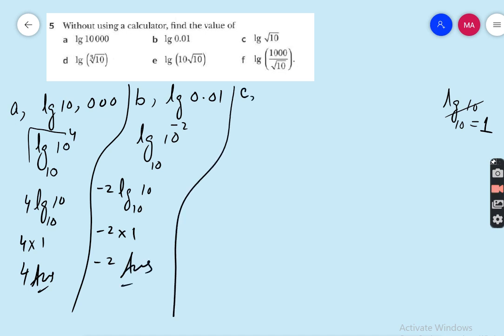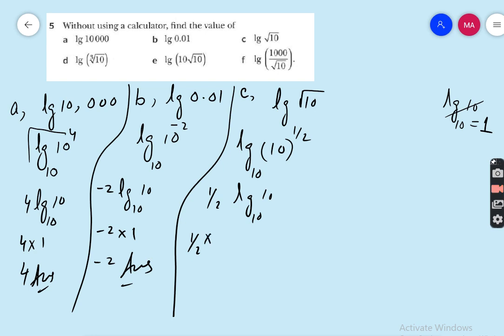Come to part C, log 10 root 10. Log base is always 10 and the root value is 1 upon 2. So 1 upon 2 can be written before the log, and log 10 10 is 1. 1 upon 2 is 0.5, 0.5 ones are 0.5. 0.5 is our final answer.